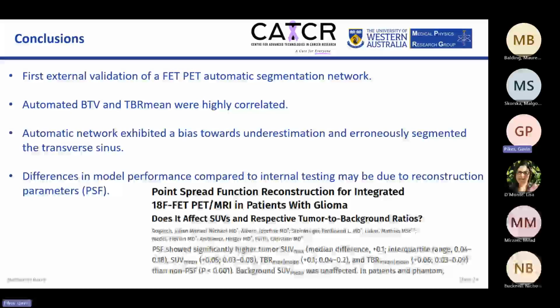I've hypothesized that the differences in model performance compared to the original 2023 paper is potentially because the images that we used are reconstructed using a point spread function, whereas theirs isn't. I won't go into too much detail about this paper, although it does highlight that lesion contrast is directly impacted by the application of the point spread function. The SUV in your lesion can increase, whereas the SUV in the background doesn't change too much. And so what the network has been trained on and is used to may then affect how it's looking at our images and then segmenting them.